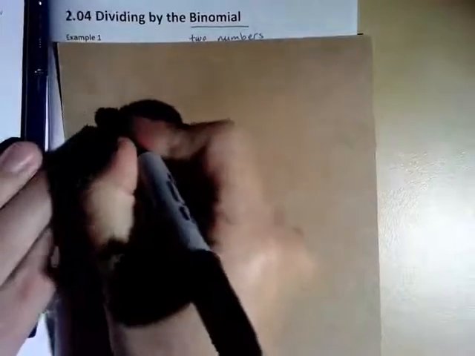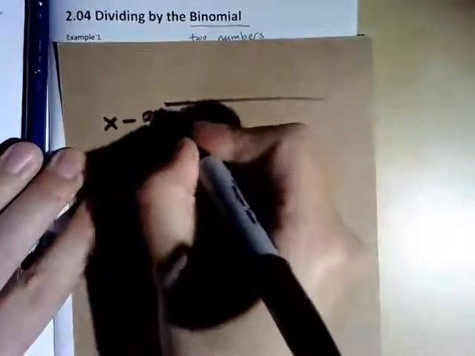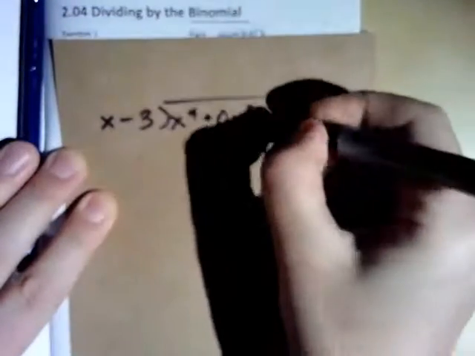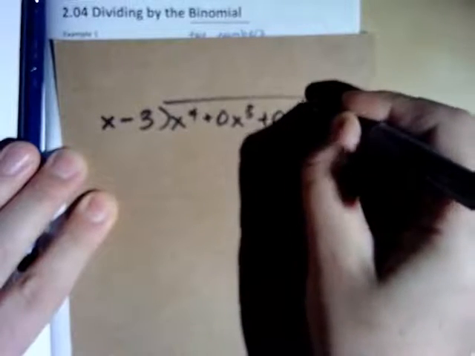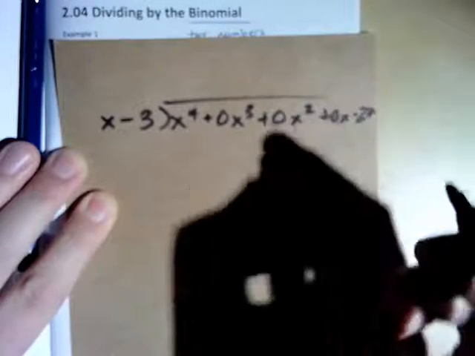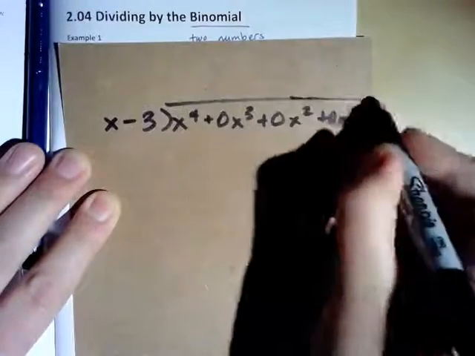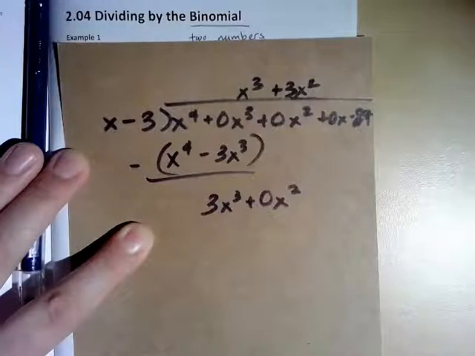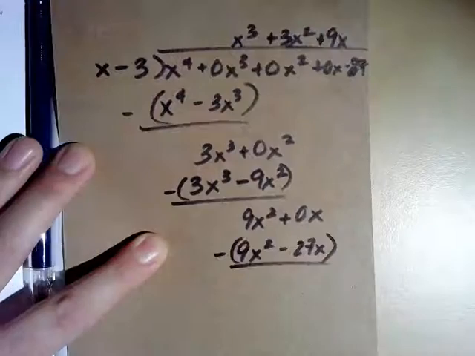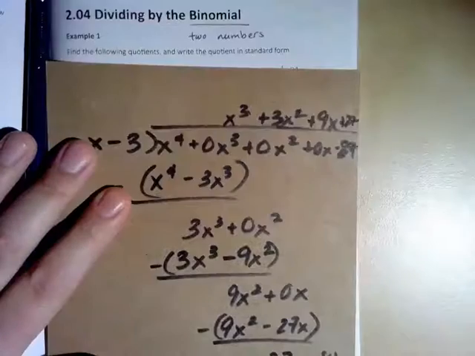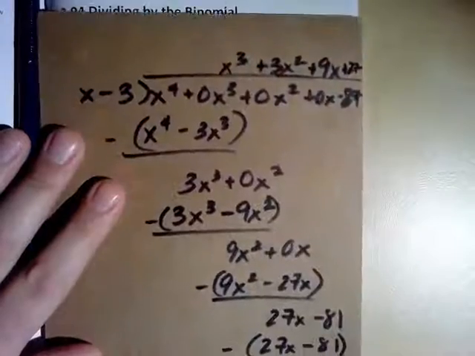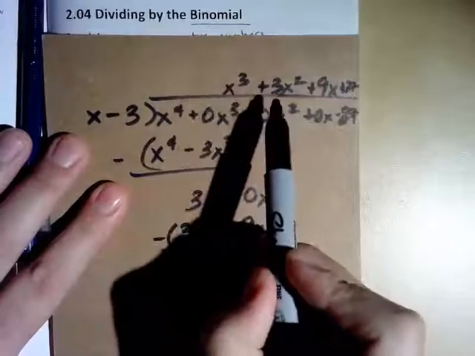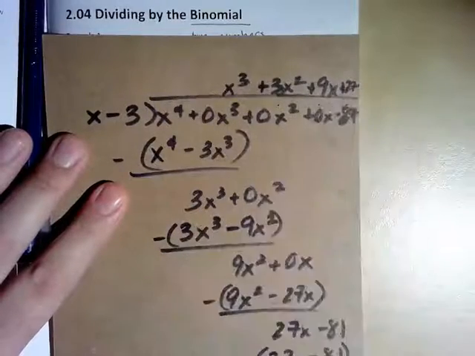Here we go. X minus 3 going into x to the fourth, putting our placeholders for the squares, thirds, x's, and then minus 81 at the end. So therefore, this goes in x to the third times. So altogether, when we go through this entire process, each time increasing by a power of 3, our quotient is x to the third plus 3x squared plus 9x plus 27.